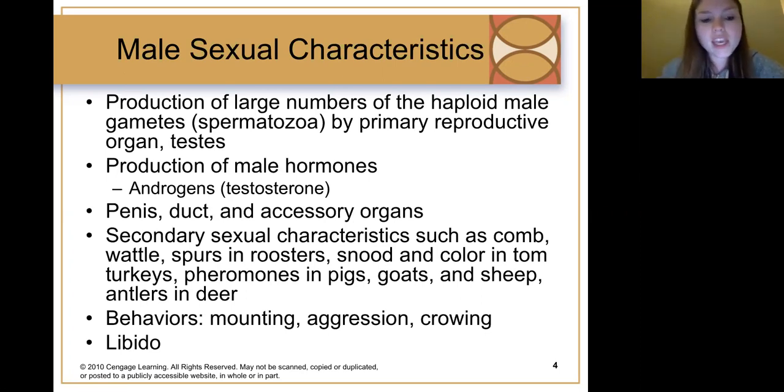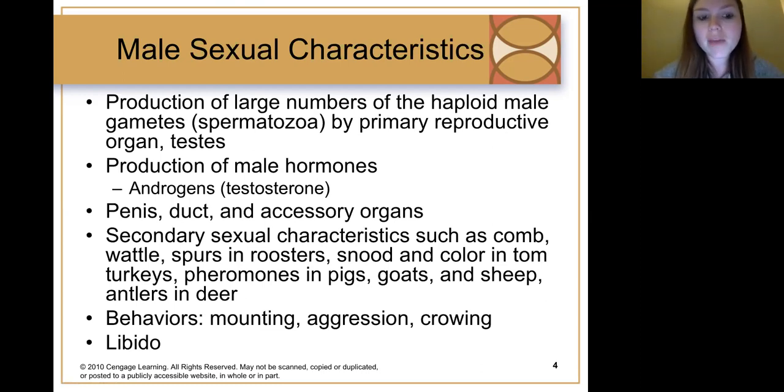And then some of the anatomy and the parts of the male reproductive tract include the penis, the ducts, and accessory organs, which we'll go into detail about later. And then you have your secondary sexual characteristics, which I know we talked a little bit about in poultry with the rooster, and that's what helps you distinguish males and females. That would be like the comb and wattle, spurs on roosters, and similar features in turkeys, pheromones in pigs, goats and sheep, and antlers on deer would also count as secondary sex characteristics.